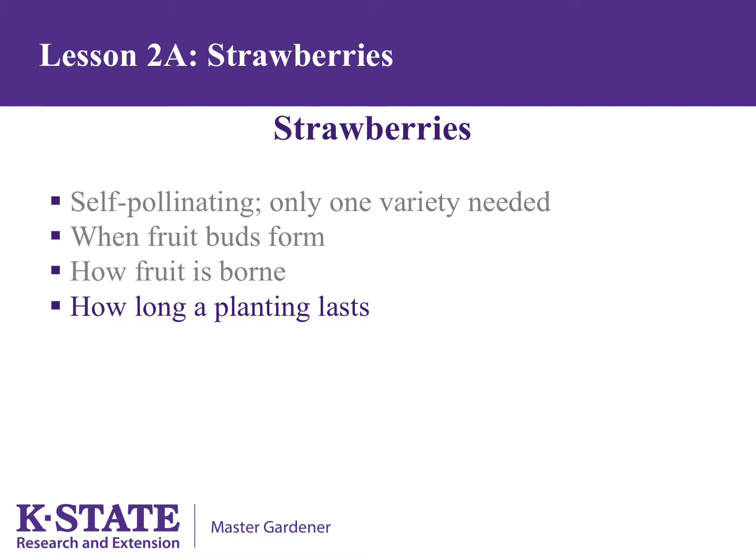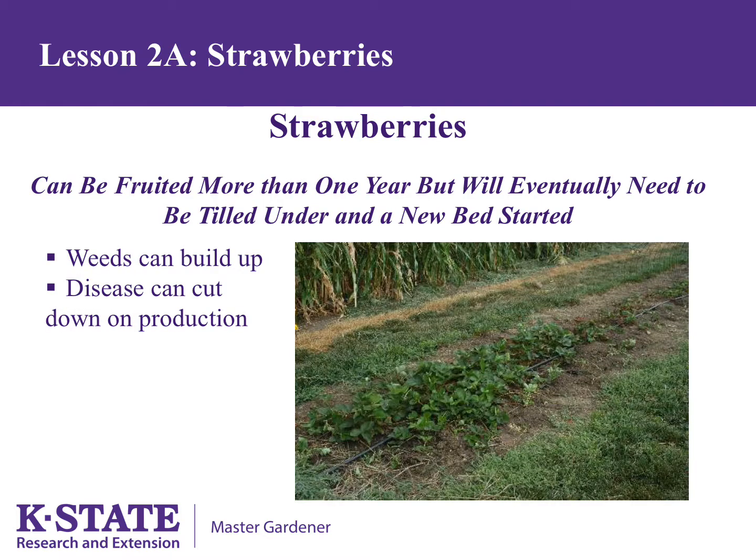Though strawberries may live for a number of years, they will often produce best for a limited number of years. The reason strawberries produce fewer berries as the planting ages is due to several factors, including the buildup of weeds and disease. It is especially important to control weeds when the planting is young, as the plants have not had enough time to canopy over.